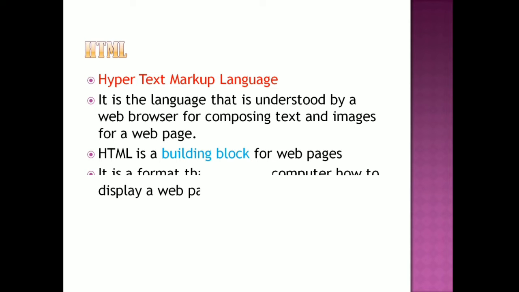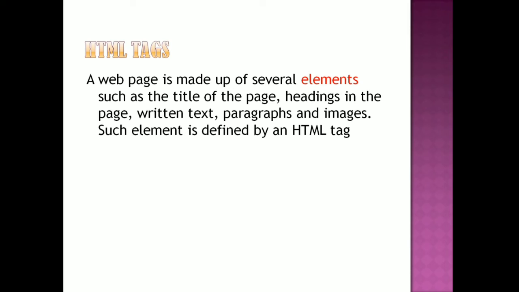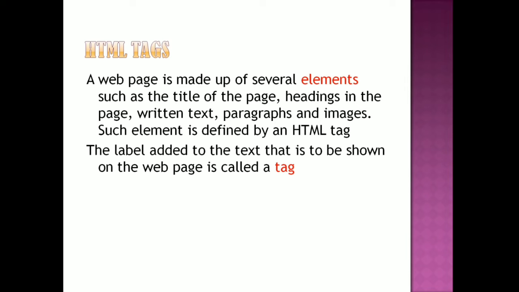So by using the HTML language, we can create various web pages. And it is a format that tells the computer how to display a web page. So we can define the total appearance of a web page by using the language HTML. We know that a web page is made up of several elements. The elements consist of the title of the page, headings, text, paragraphs, images, audio, video, etc. So each of these elements is called an HTML tag.